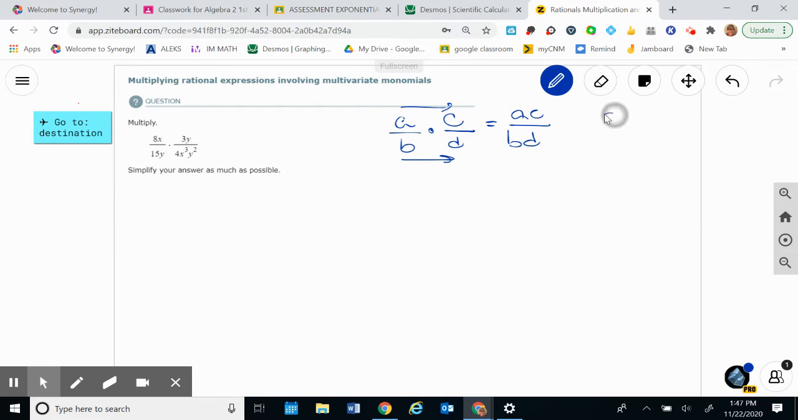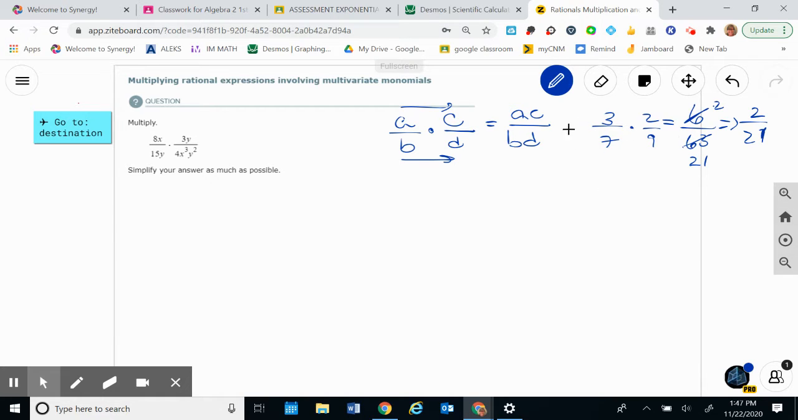So for example, if you had 3/7 times 2/9, that would be 6 over 63. And then you'd have to keep reducing it. Both are divisible by 3. 3 goes into 6 twice. 3 goes into 63 21 times. So you get 2 over 21. So the idea is that you multiply across and then you reduce.